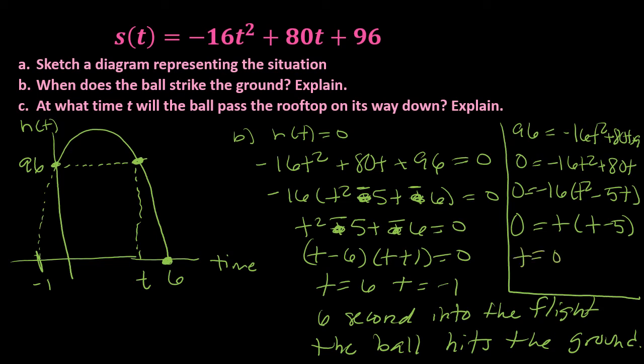So when time equals 0, the height is 96, and when time equals 5, the height is also 96. So this is 5 seconds in, and if you look at your graph, it should make sense that initially the ball was also 96 feet in the air. So time equals 0 and 5. So basically 5 seconds into the flight, the ball will pass the 96 feet mark again.